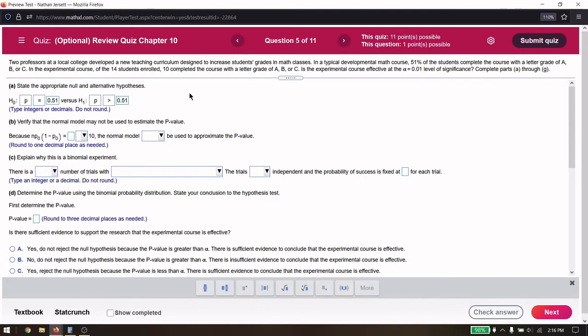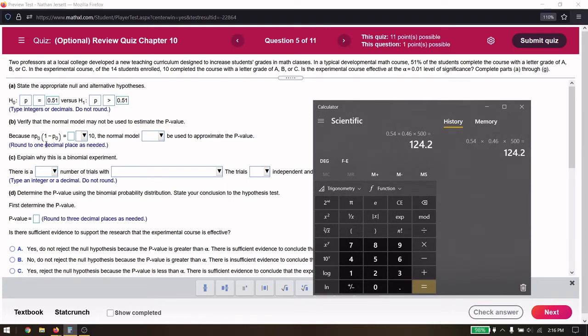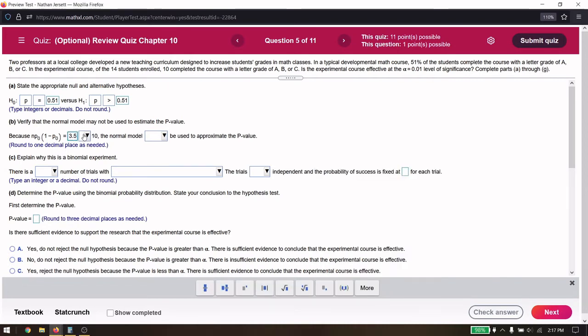All right, so we've got to verify the normal model may not be used to estimate the p-value. This is the important thing. It says verify that the normal model may not be used. And so this you should expect in n times p times (1 minus p). In our case, there's 14 students enrolled. p is going to be 0.51 times 0.49. And right there, to 1 decimal place, that's 3.5. And that's less than 10. So that right there says that the normal model may not be used.